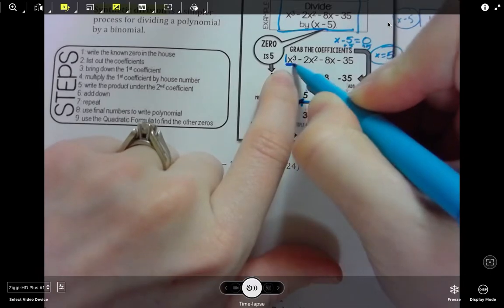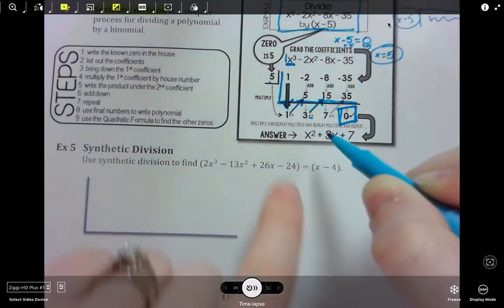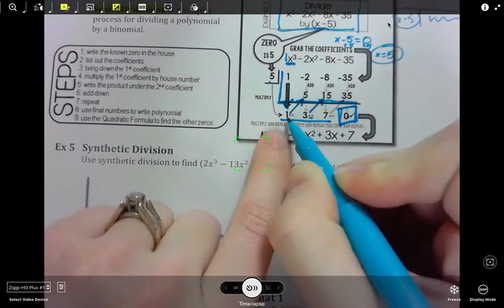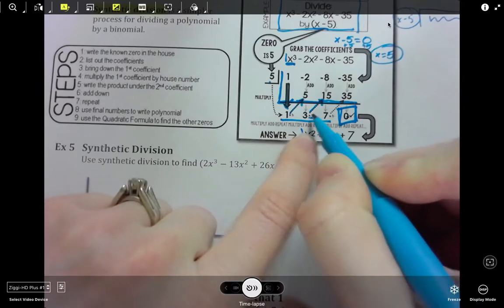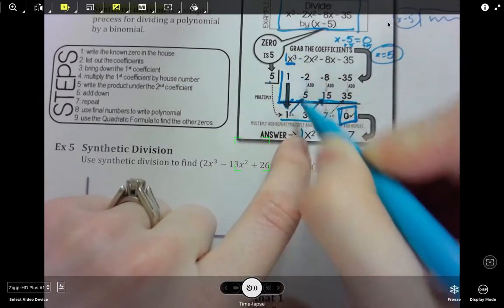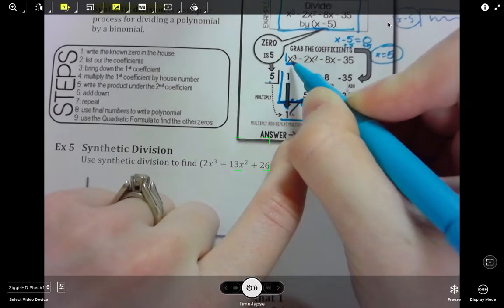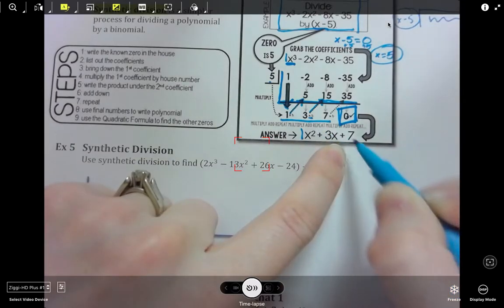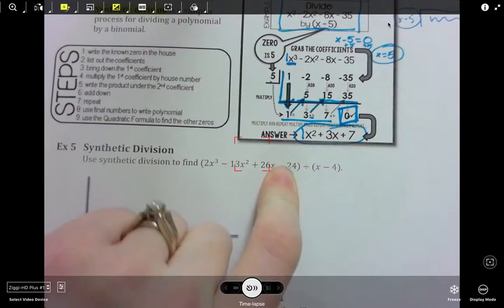So I look at this x cubed. And 1 degree lower than x cubed is x squared. So when I get my final answer here, these numbers 1, 3, and 7, that's going to be 1x squared plus 3x plus 7. Okay, I start with x squared down here because 1 degree lower than x cubed, what I was dividing, is x squared. Okay, so x squared, 3x, and 7. So this is my final answer, and that's all I have to do.